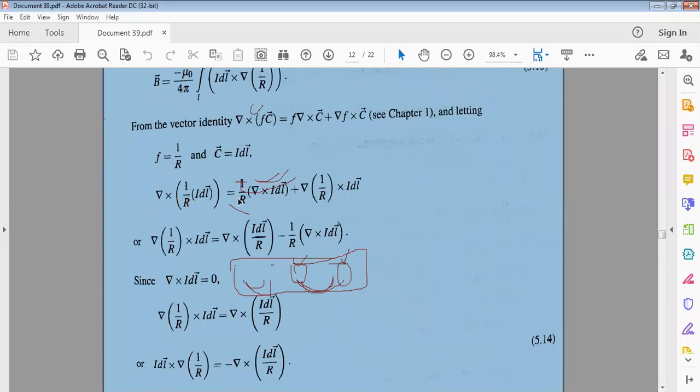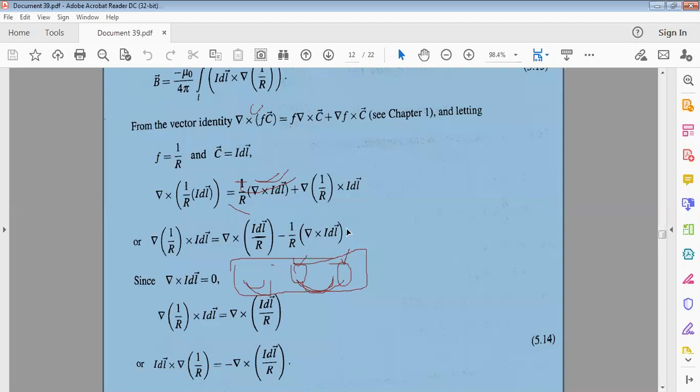Del cross 1 by r into ideal equal to 1 by r into del cross ideal plus del of 1 by r into ideal. So del of 1 by r into ideal equal to del cross ideal by r minus 1 by r into del cross ideal. But del cross ideal is 0. Why is del cross ideal equal to 0? Del cross I into dl, right? The divergence and curl do not exist on the same quantity. That's why this term is 0.